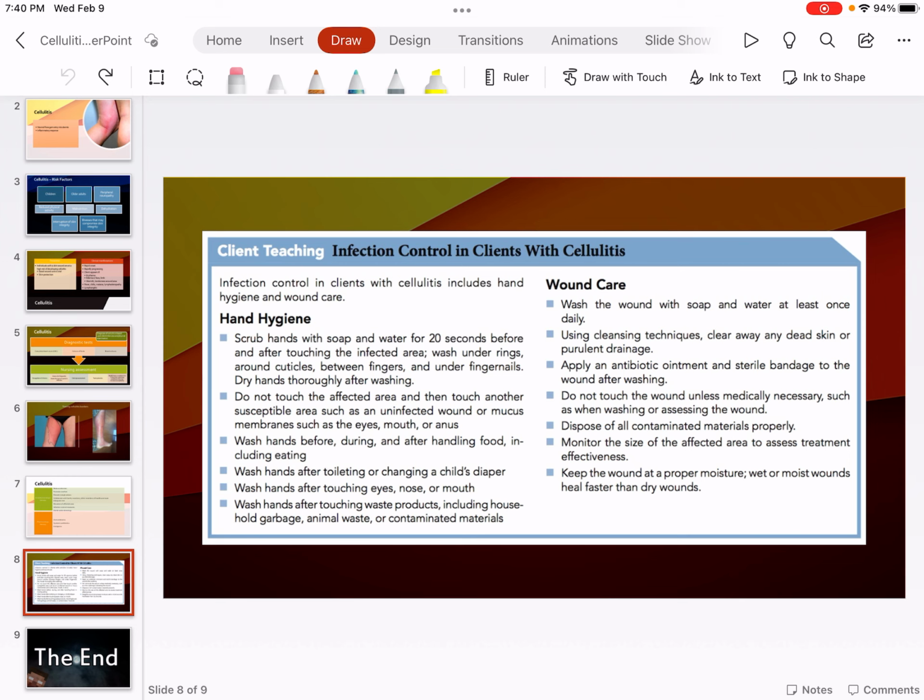So this is important information to include in client teaching. This is straight out of your book. I'm not going to read this to you because I know that you can read it. But this is important information to know so that you can appropriately educate your clients.